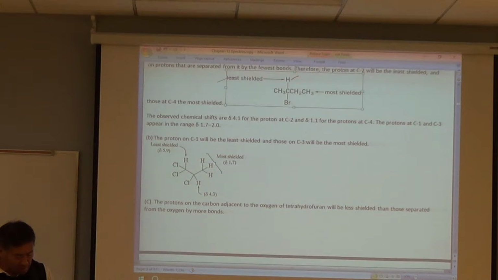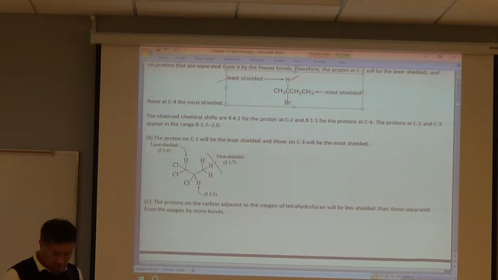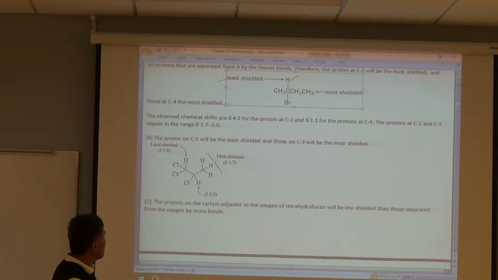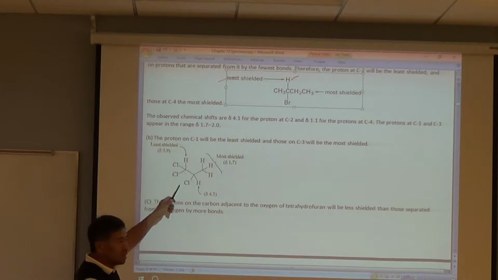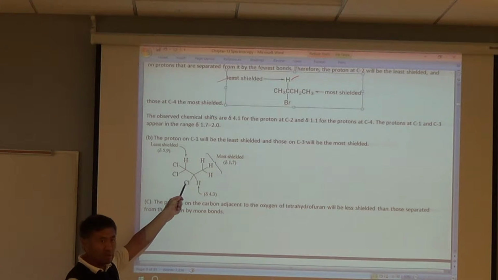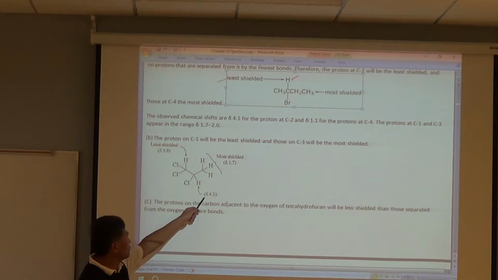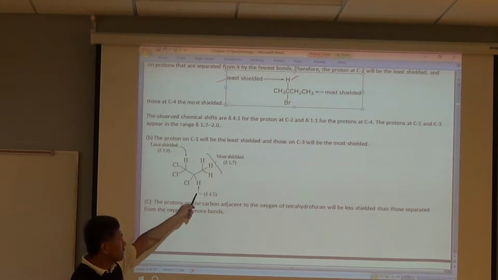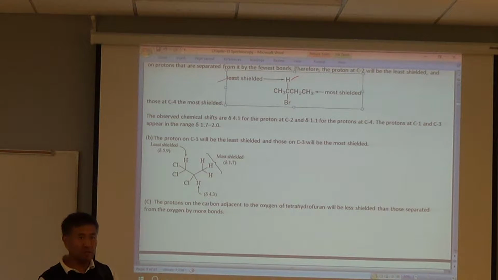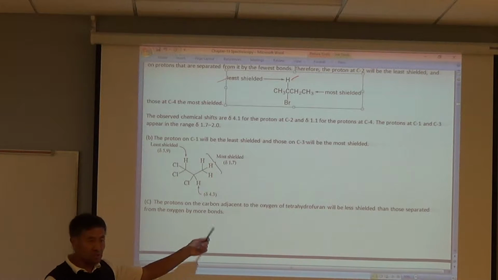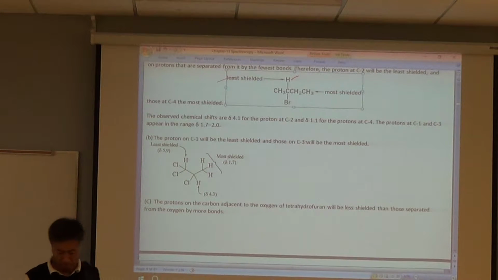Okay, the second example is this. You can see the numbers and then they make sense. So this H is the most deshielded. Most deshielded have a larger delta, 5.9, because this one has 2 Cl in addition, there is no Cl nearby. And the next one is probably this one. And then the most shielded one, in the methyl, most shielded you will have a small delta.